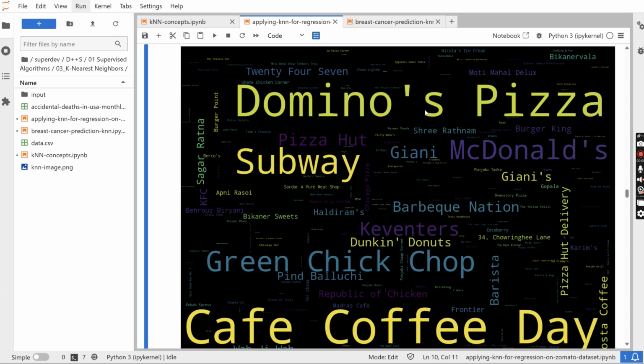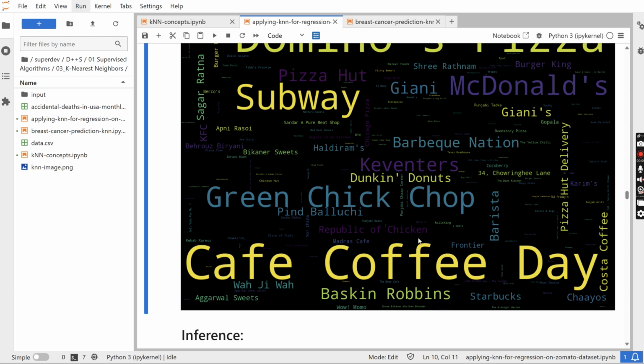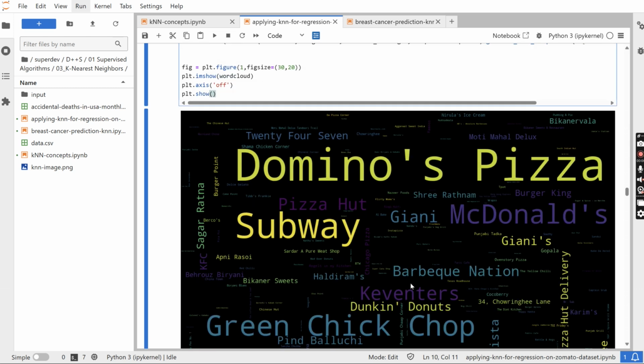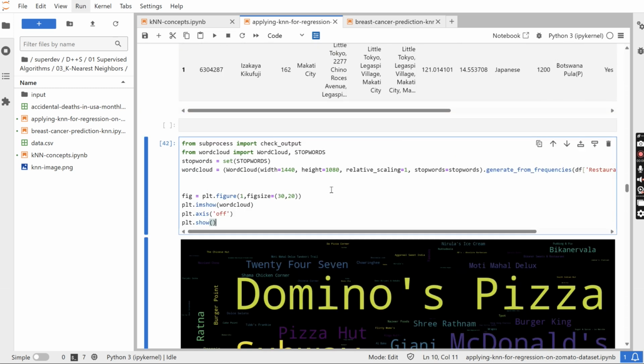So the most occurring words are Domino's Pizza, Subway, Cafe Coffee Day, and then you have Green Chick Chop. Whichever is bigger in size is the most occurring word. Haldiram's, Barbecue Nation. Why do we have to do this is the question. Very simple. If you are a restaurant owner and you want to open a restaurant, first you have to analyze which ones are generating more revenue. If you want to generate revenue for yourself, you'll have to open a very similar type of cafe, a similar type of restaurant. That is why you do this word cloud.